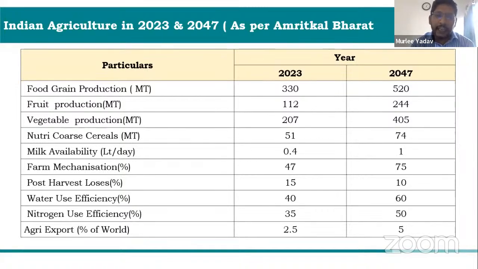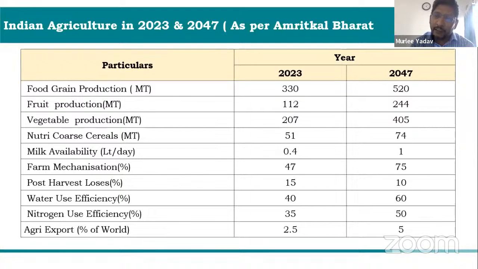Because you see the target as per the Amrit Kal Bharat, which is defined by Government of India. Food grain production right now is 330 lakh million ton, and we have to reach 520 million tons in 2047. Same way, fruit production right now is 112 million ton, and we have to reach 244 million tons by 2047. Same way, vegetable production in the current year is 207, and we have to reach 405. So see how much we have to achieve, where we have to reach.